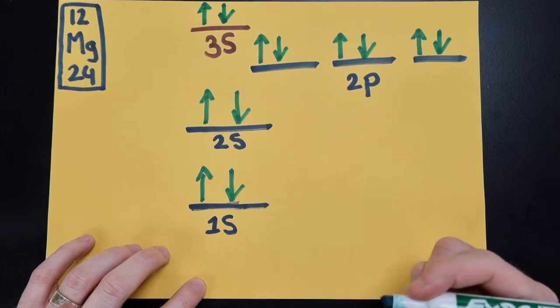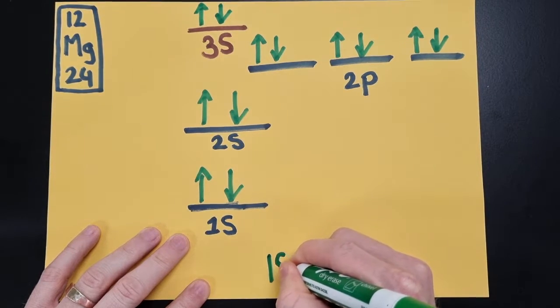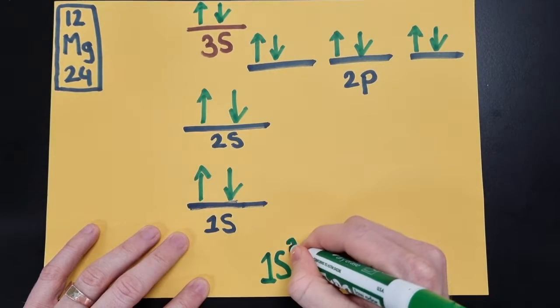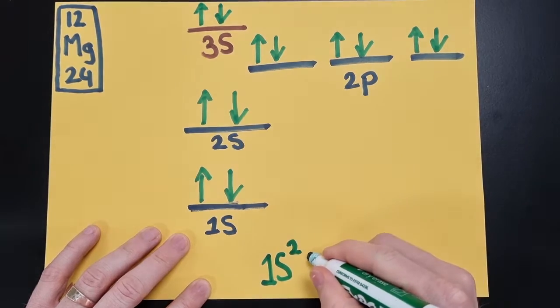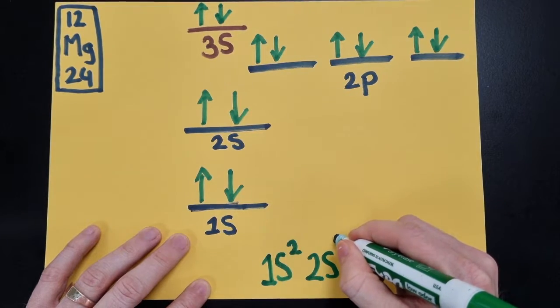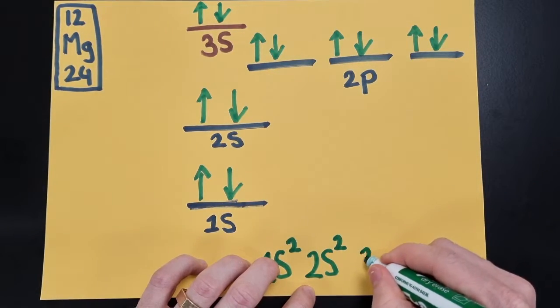How would we write this answer in the test? Well, we would write 1s first. Remember, there's 2 spots. 2s would be the next one that we write. Remember, power of 2 because there's 2 spots. 2p would come next.